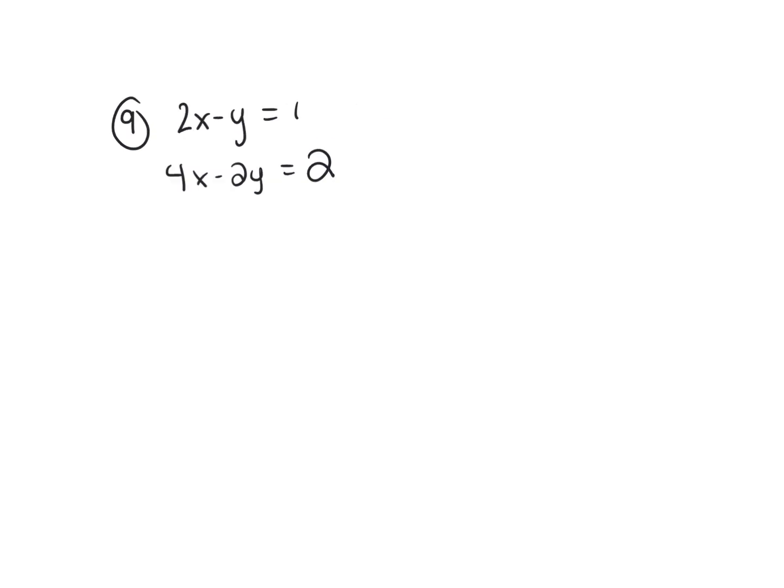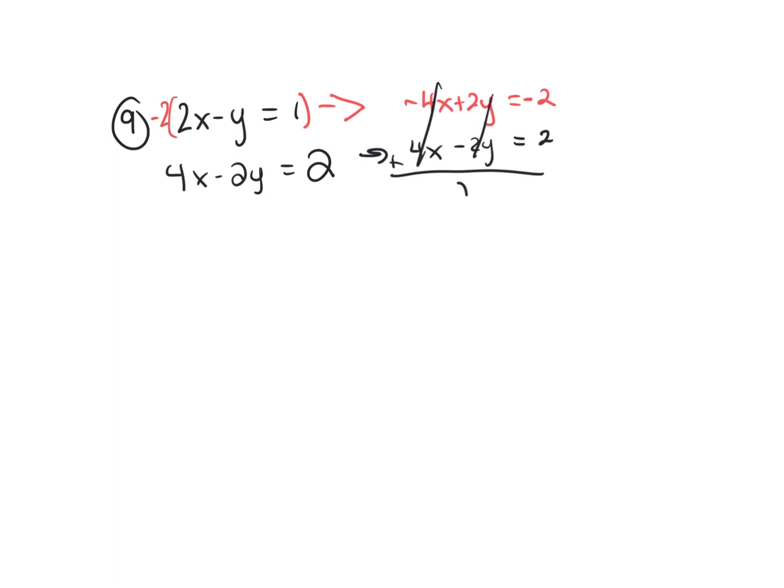Let's try this problem. I can multiply the top equation by a negative 2. That's going to get me negative 4x plus 2y equals negative 2. The bottom one we'll leave alone. And when you add these together, the x's cancel off, the y cancels off. You're left with a 0 on this side. And on this side, the 2 and negative 2 cancel off, so you're also left with a 0. Well, this is a true statement. 0 equals 0, or 7 equals 7. It's a true statement. That means they're always equal to each other.